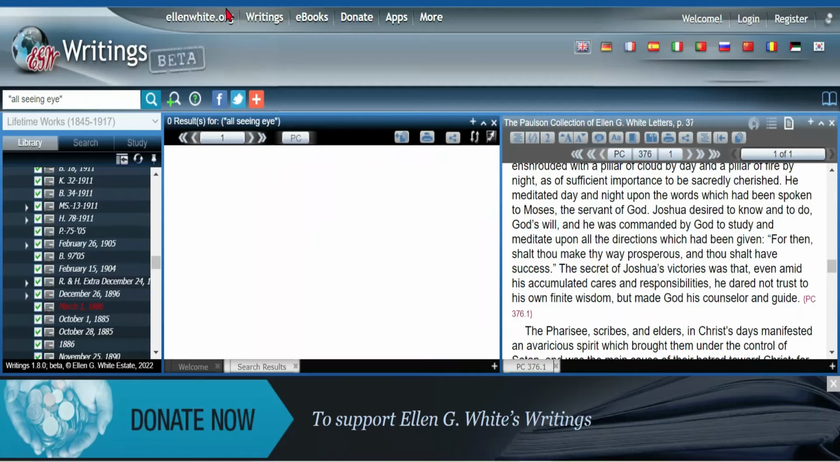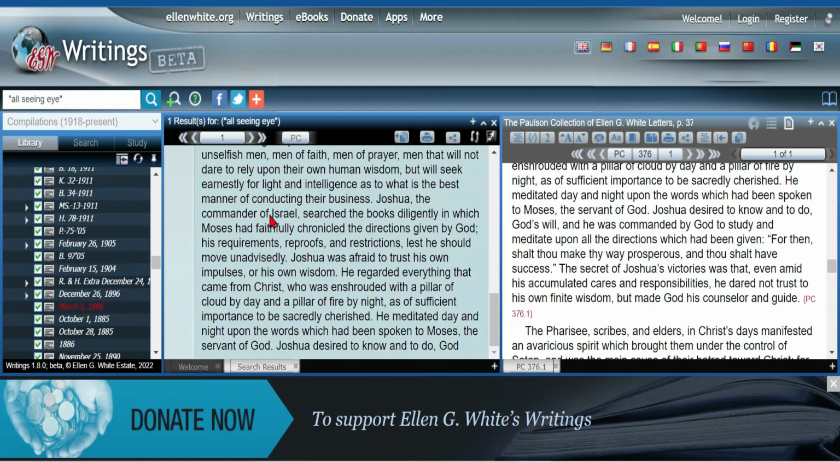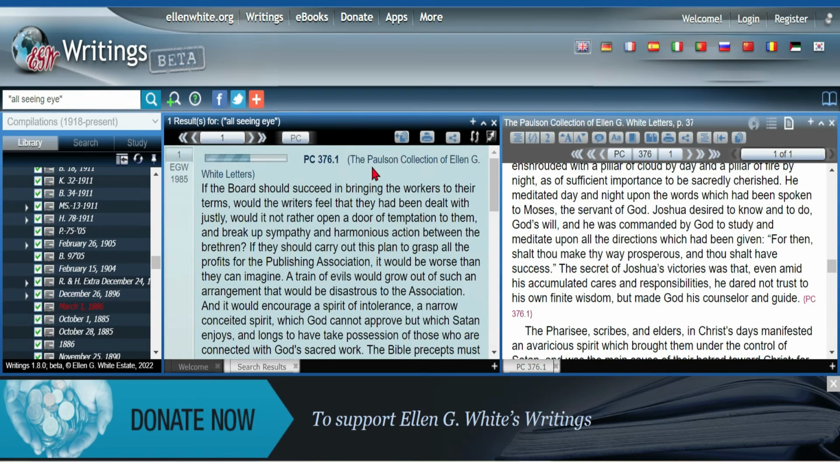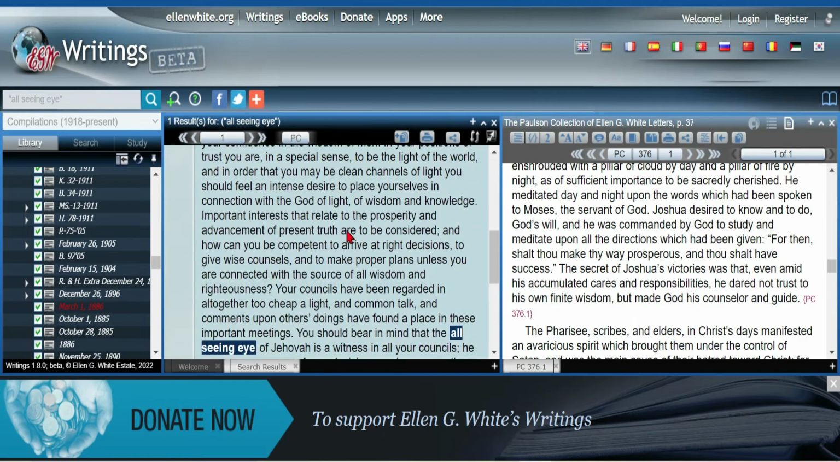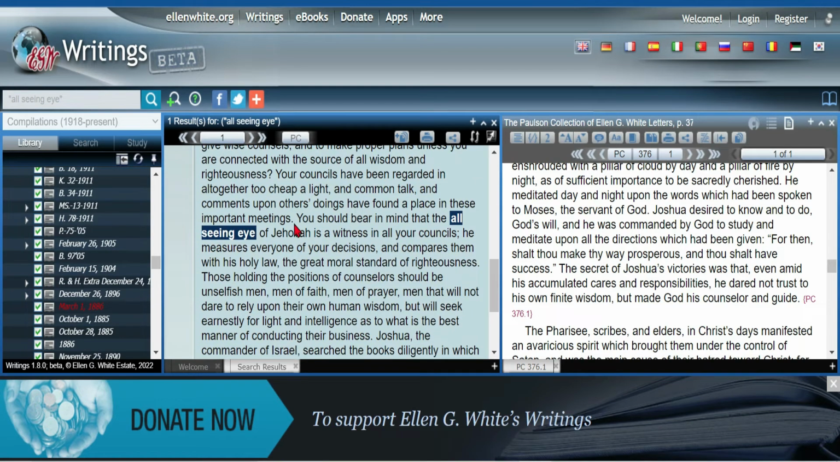Now let me show you something. People will talk about this, so I already typed it in here: all-seeing eye. Let's just do all collections, including compilations. We hit enter, and it comes up. I don't want it as a paragraph here, but we can see it in the paragraph. It has one spot where it says, in Ellen White's writings, you should bear in mind that the all-seeing eye of Jehovah is witness in all your counsels.